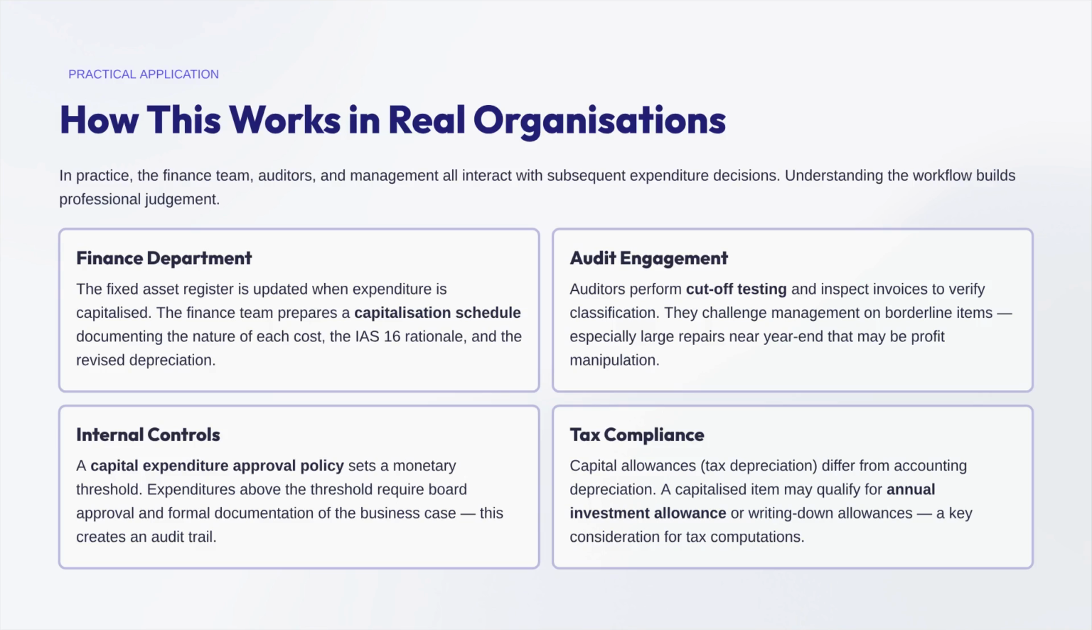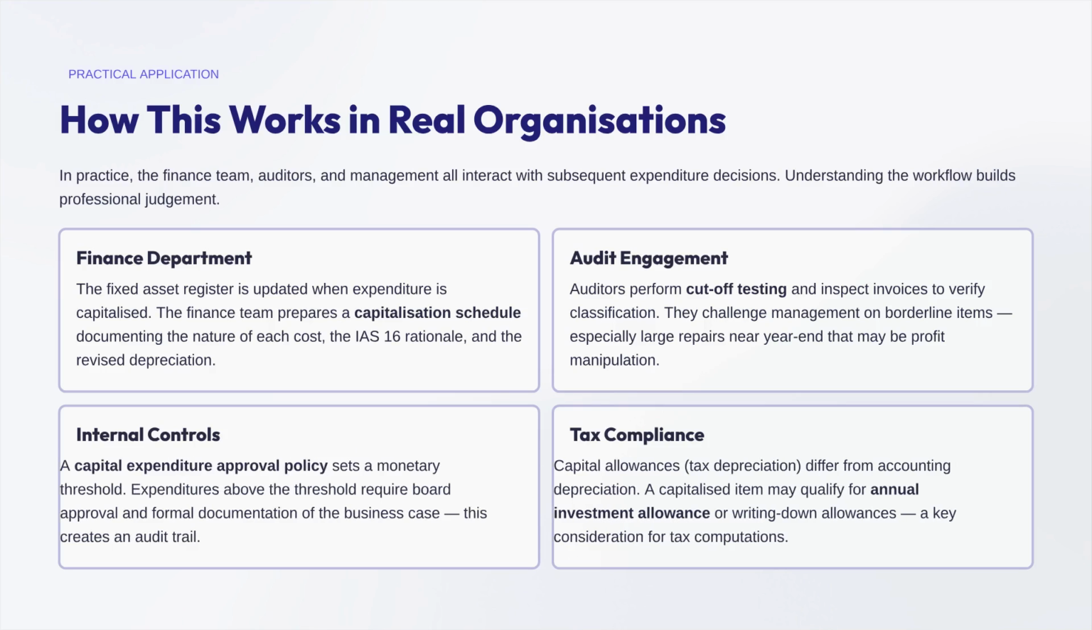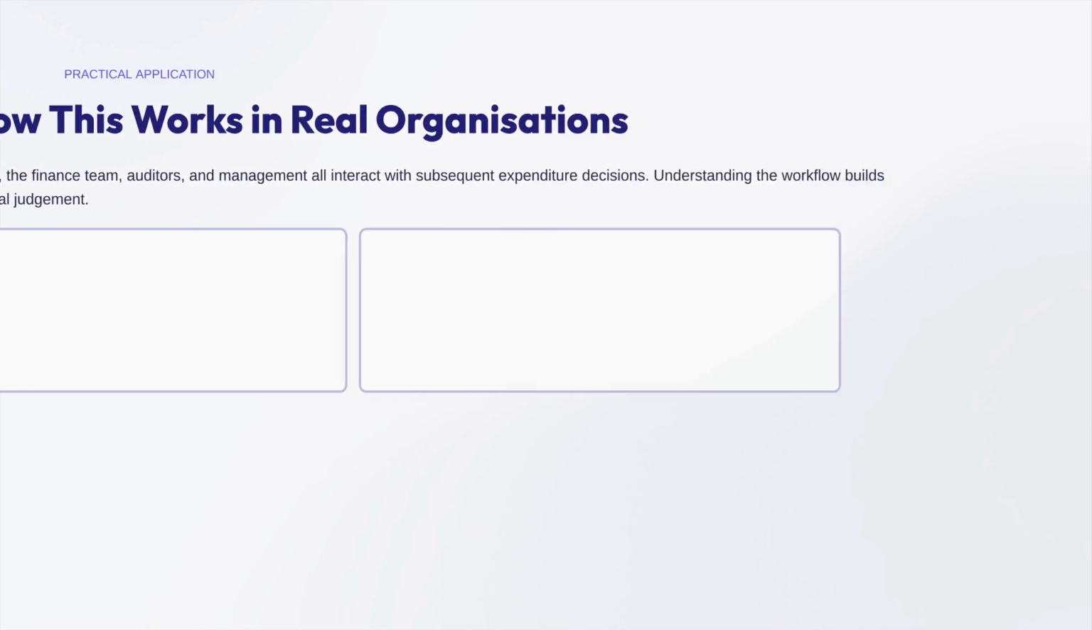And finally, tax compliance. Capital allowances, that's tax depreciation, differ from accounting depreciation. A capitalized item might qualify for the annual investment allowance or writing down allowances, which is a key consideration in tax computations. With the real-world picture clear, let's test how well this has all landed.